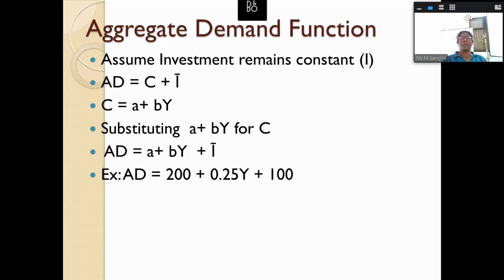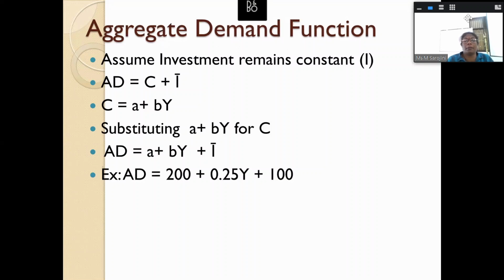Then the aggregate demand function. The second concept to derive the national income is the aggregate demand function. Here we assume the investment also remains constant, right? Therefore, the aggregate demand is equal to C plus I. What is C? C is the consumption function, that is equal to A plus BY. And the bar I indicates the investment. What is meant by bar I? The investment also remains constant. Once we substitute C is equal to A plus BY in the aggregate demand function, that gives AD is equal to A plus BY plus bar I.